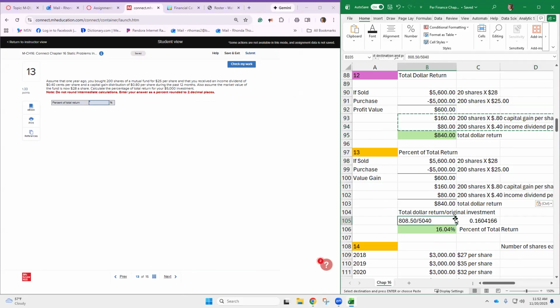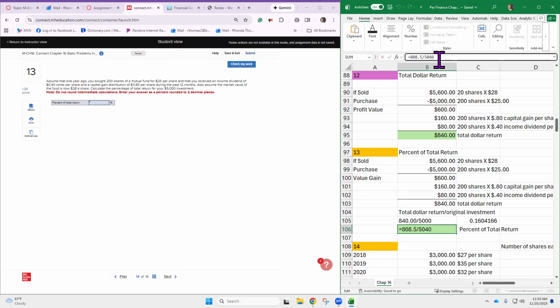And we have a total dollar amount of return of 840. Then we simply take that return, 840, divided by the amount we invested, which is $5,000, and we get a percentage. And all right, so then finally we get equals 840 divided by 5,000.